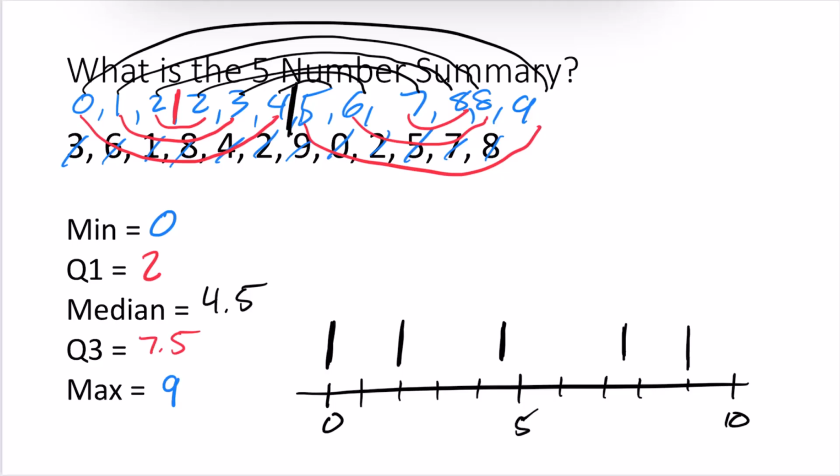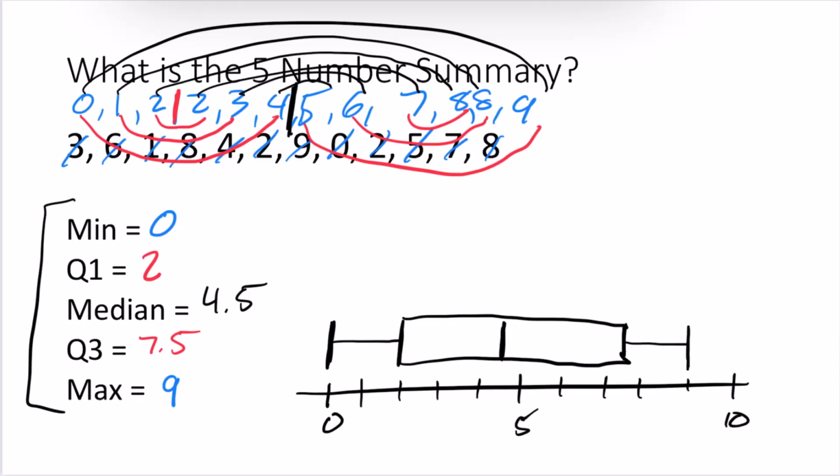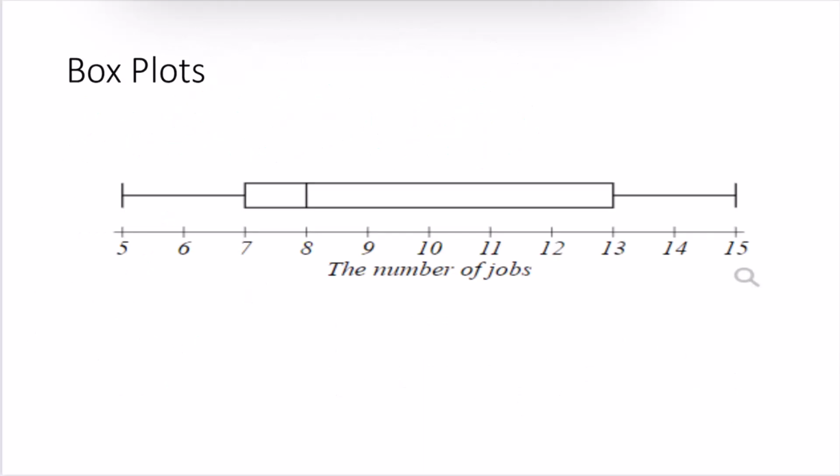And then you draw a box around the middle 2 quarters of the data. So this is why it's called a box plot. And then you connect the minimum and the maximum with lines to the box, and those are the whiskers of the plot. So this is a box and whisker plot, and basically it's just a visualization to see what the 5-number summary is.